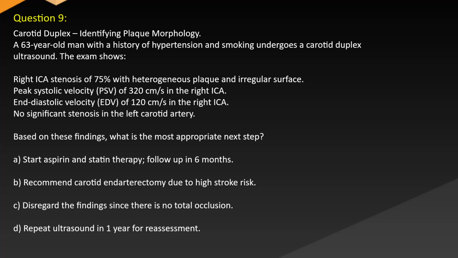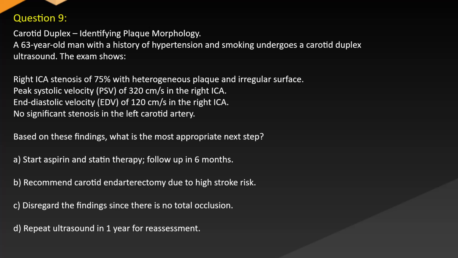Question 9. Carotid duplex. Identifying plaque morphology. A 63-year-old man with a history of hypertension and smoking undergoes carotid duplex ultrasound. The exam shows right ICA stenosis of 75% with heterogeneous plaque and irregular surface.